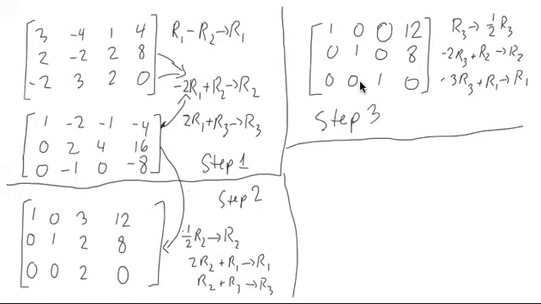We just finished step 3, and now we can read off what we have. We have x equals 12, y equals 8, and z equals 0. We can write this as an ordered triple: 12, 8, 0. And we've been successful at solving this system of equations.